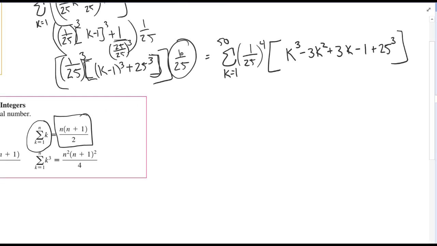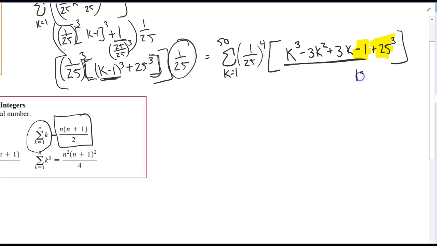So I pulled out the 1 over 25 and grouped it with 1 over 25 cubed to get 1 over 25 to the fourth. I expanded my k minus 1 cubed, and I got k cubed minus 3k squared plus 3k minus 1. And then I added my 25 cubed. I can simplify it one more step. 25 cubed minus 1 is just a constant, and I can do that real quick. 25 cubed minus 1.